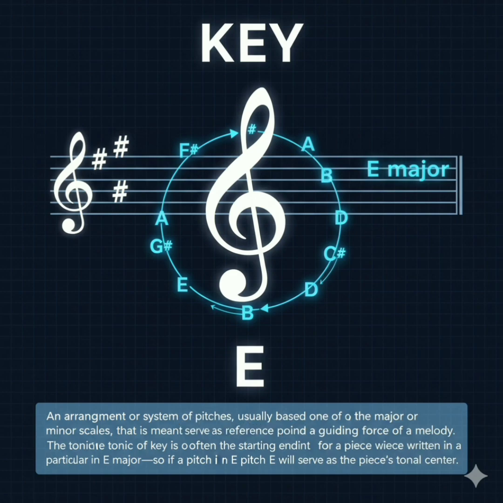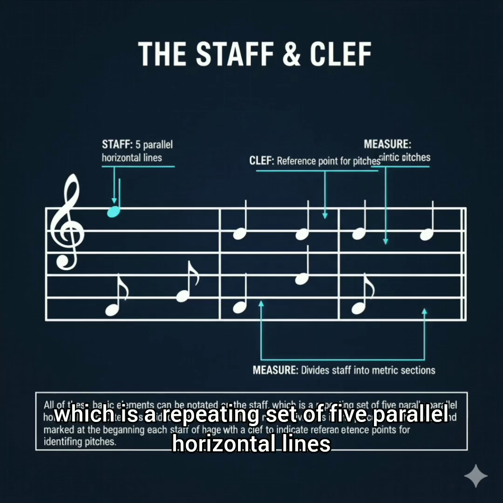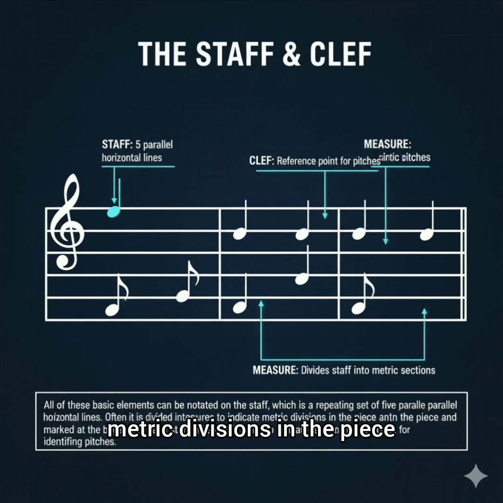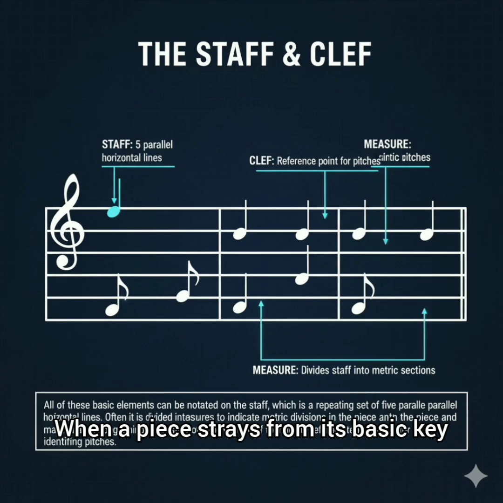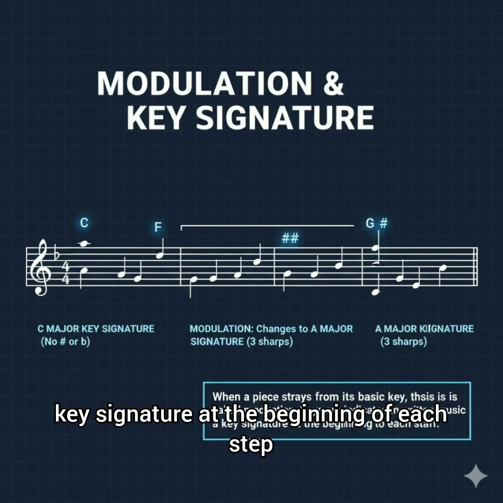Additional facts: all of these basic elements can be notated on the staff, which is a repeating set of 5 parallel horizontal lines. Often it is divided into measures to indicate metric divisions in the piece and marked at the beginning of each staff of the page with a clef to indicate reference points for identifying pitches. When a piece strays from its basic key, this is called modulation. Keys are indicated in written music by a key signature at the beginning of each staff.